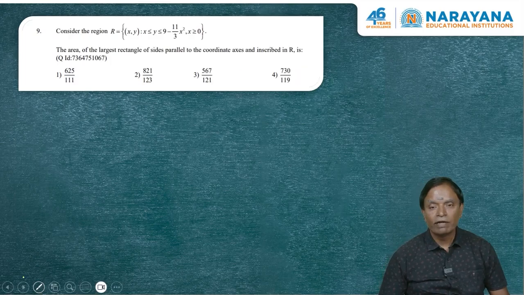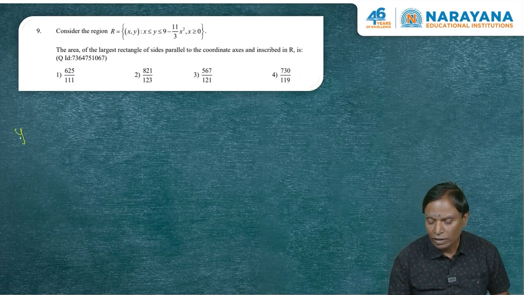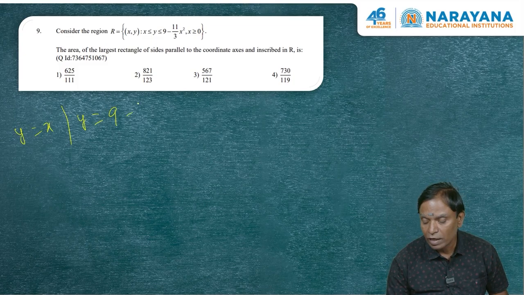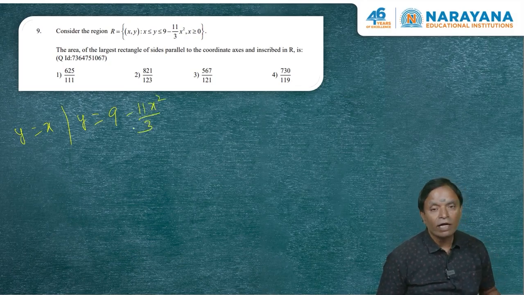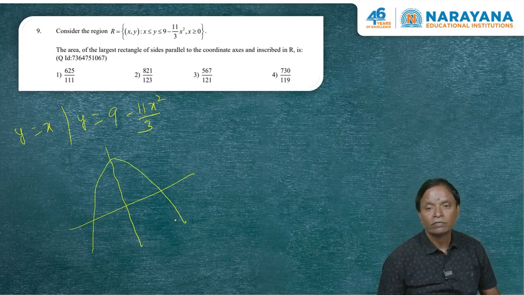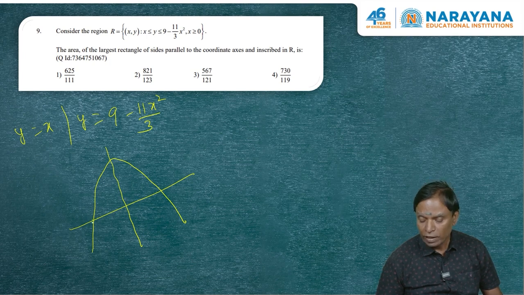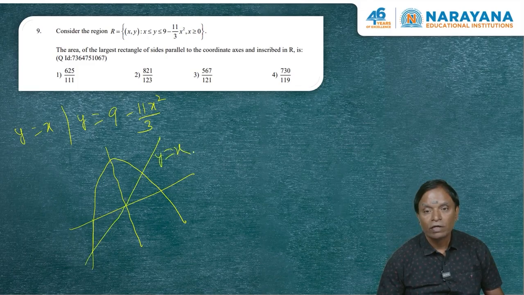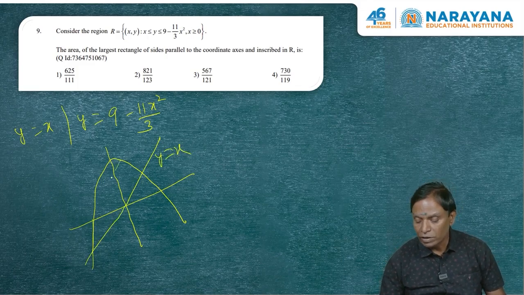You are asked to calculate, whenever inequalities are given, first you take the equalities. Y is equal to x. Then you look at y is equal to 9 minus 11x square by 3. The area whatever you are having, you shade that region. First you draw the graph of y is equal to 9 minus 11x square by 3. This is an inverted parabola. And then y is equal to x. This is your y is equal to x. And you are given x is greater than or equal to 0, means he is talking about this region.